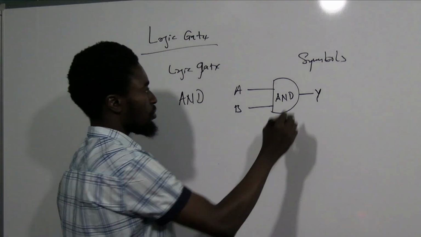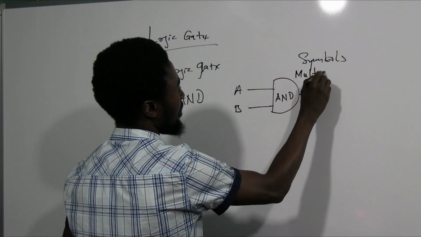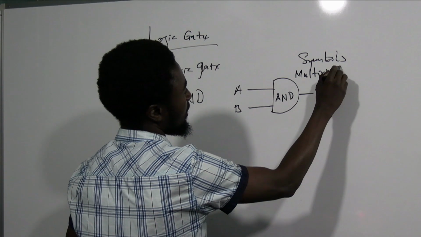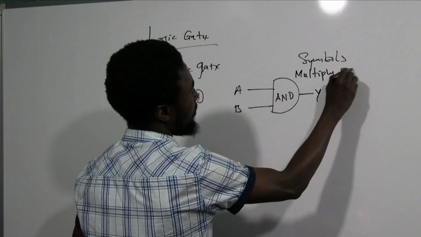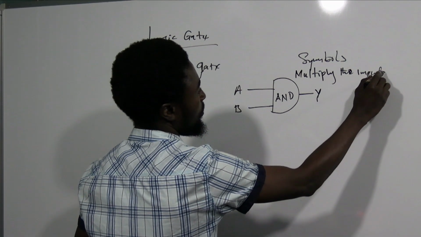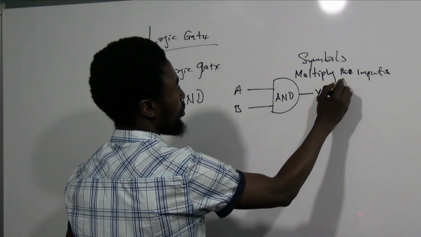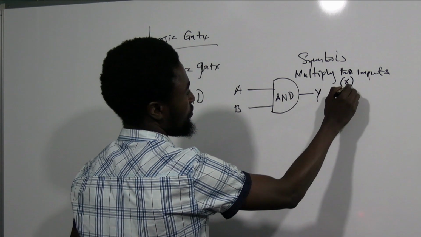So you multiply the inputs. We multiply the inputs using the operator times.